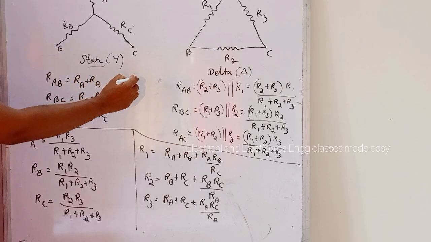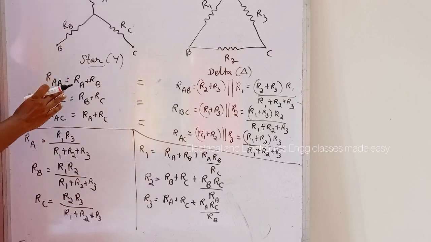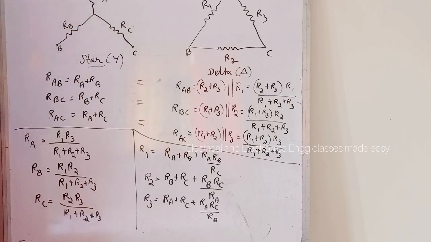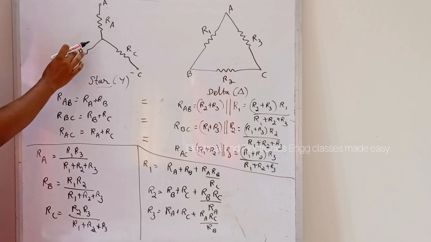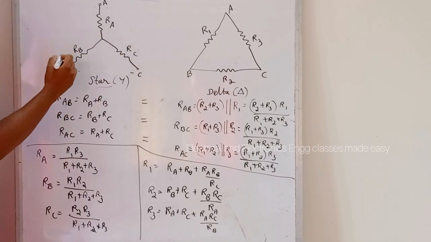Now equating these two equations, that is equating the resistances in star and delta connections and solving, we will get RA is equal to R1 R3 divided by R1 plus R2 plus R3. That is the resistances in star connection in terms of the resistances in delta connection.